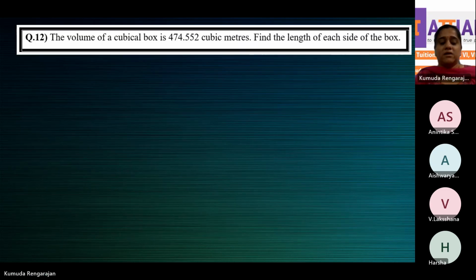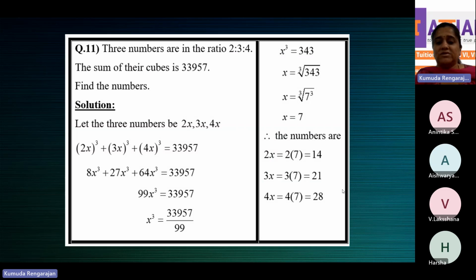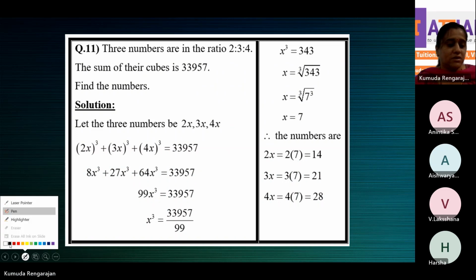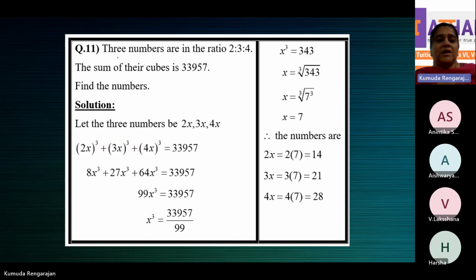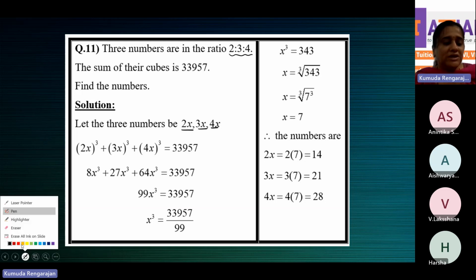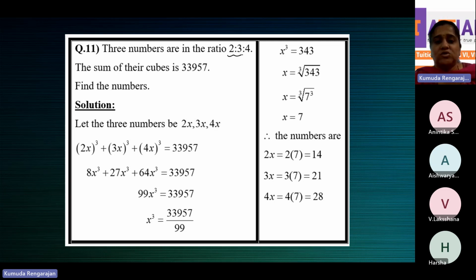Just bear with me for 2 more minutes, children. 3 numbers are in the ratio 2:3:4. So let the numbers be 2x, 3x, sorry, 4x. The 3 numbers are in the ratio 2:3:4. So we'll say let the numbers be 2x, 3x, and 4x.